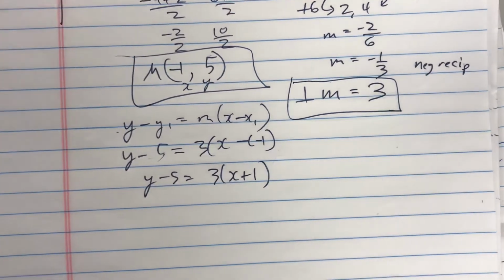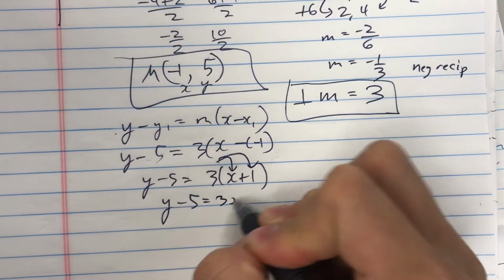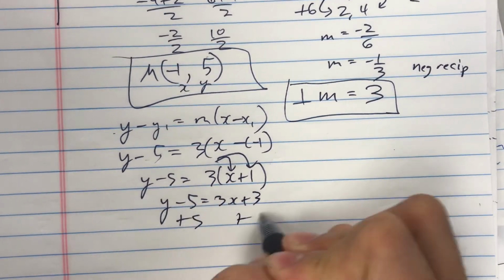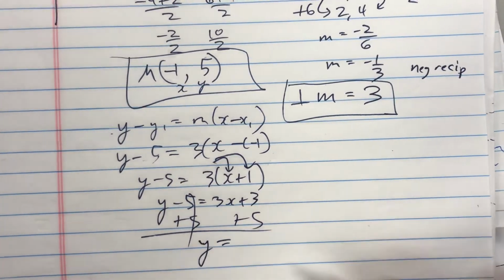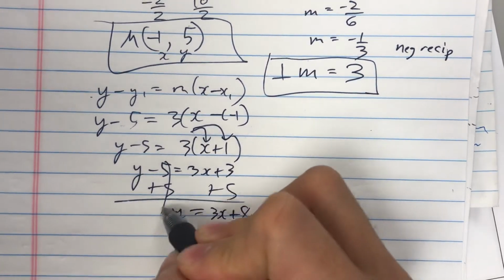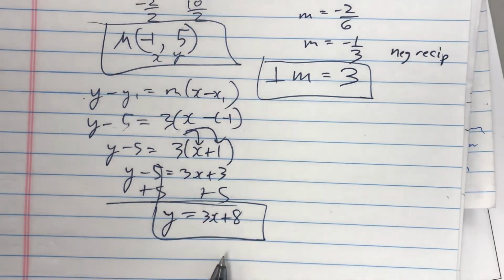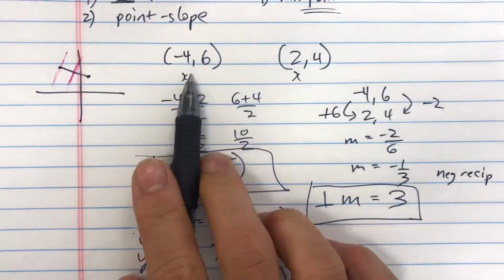And from here, you actually now simplify. y minus 5 is equal to 3x plus 3. And I simply add 5. And I have here the final answer, which is going to be y equals 3x plus 8. This is the answer. This is going to be the perpendicular bisector to these two coordinates right here.